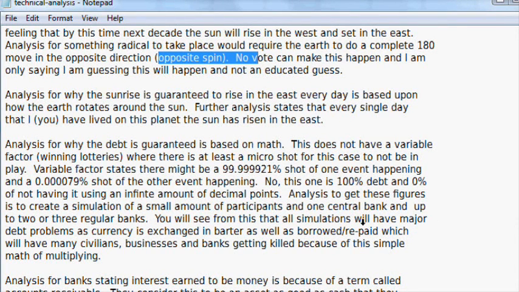Meaning in a trillion to the power of a trillion to the power of a trillion, the biggest number you can think of, in that many situations, there will not be one time where debt will not be in play, as long as, of course, there's interest. Analysis to get these figures is to create a simulation on a small amount of participants and one central bank and up to 2 or 3 regular banks. You will see from this that all simulations will have major debt problems as currency is exchanged and bartered, as well as borrowed and repaid, which will have many civilians, businesses, and banks getting killed because of the simple math of multiplication.